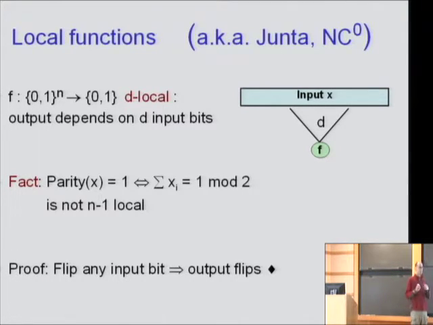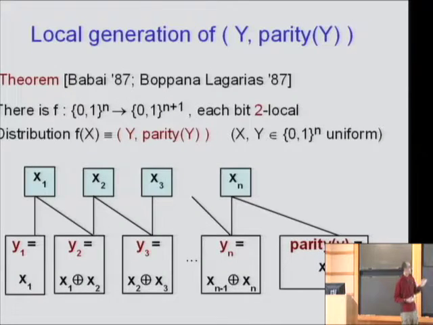All right. Still, local functions, although they cannot compute parity, they can do something which is almost as good in some sense. They can sort of pretend to be computing parity in that they can generate input-output pairs of the parity function. Okay, this is a fact that was first used, as far as I know, by Babai and also by Impagliazzo and Lagarias in '87.